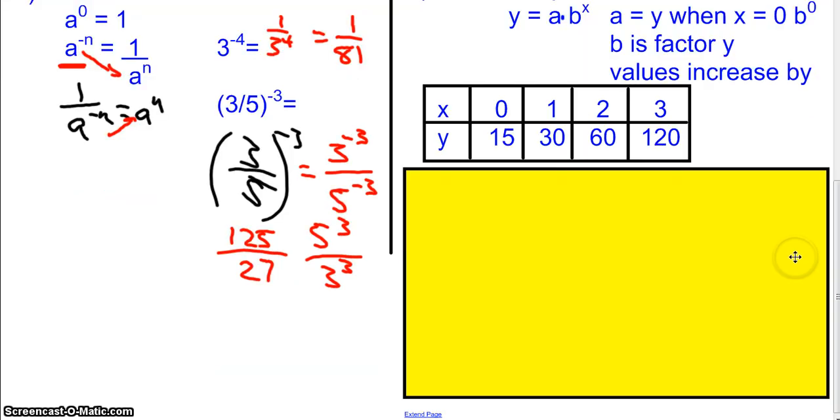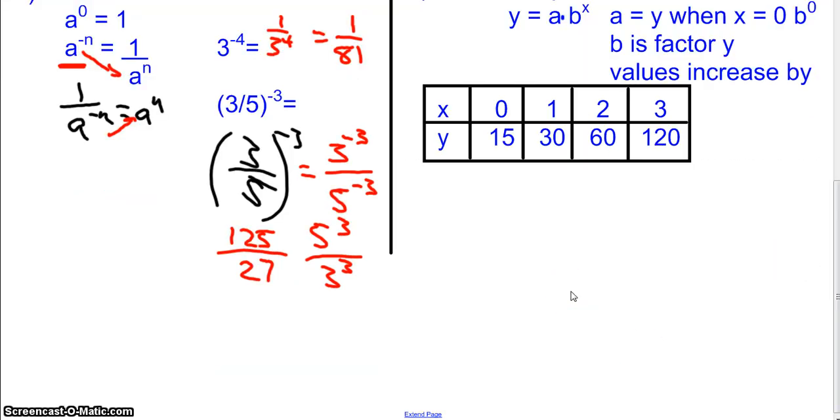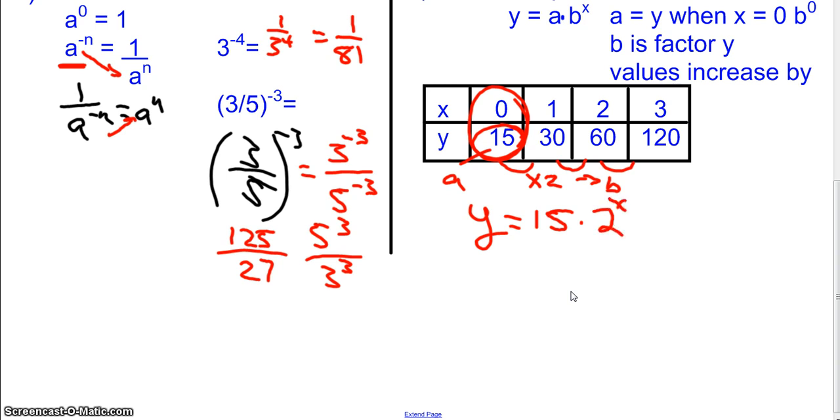So let's write the equation for this. Where is there repeated multiplication here? Times what? Times 2, times 2, so that's your B. And where's your A? On the 0, right here, 15, that's your A. So we can say y equals A, 15, times B, 2, to the x. You were finding A again.